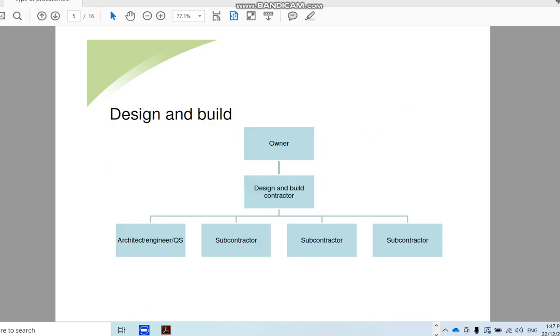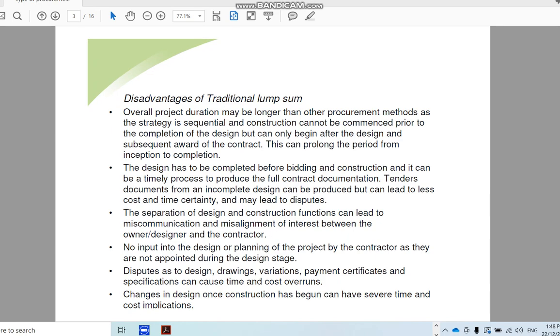Okay. The next method, there are some disadvantages to traditional general contracting, and that is usually it will take a longer time to proceed with it. So you need to make sure the design is complete before the bidding, before the construction, and then there is basically no input from the contractor, and there may be disputes because the contractor says that this thing cannot be built. This is not a reasonable design. So that could be some issues with traditional general contracting.